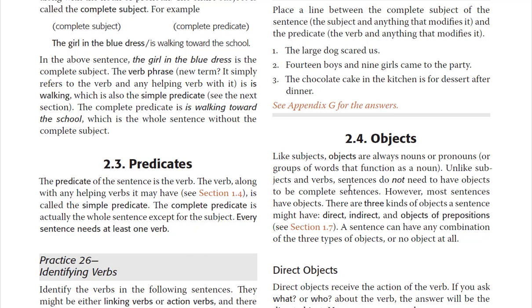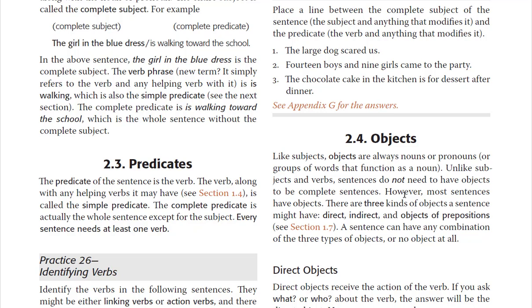Unlike subjects and verbs, sentences do not need to have objects to be complete sentences. That happens if you have an intransitive verb in the sentence, because transitive verbs, as we studied in chapter 1, need a direct object, but intransitive verbs do not need an object.